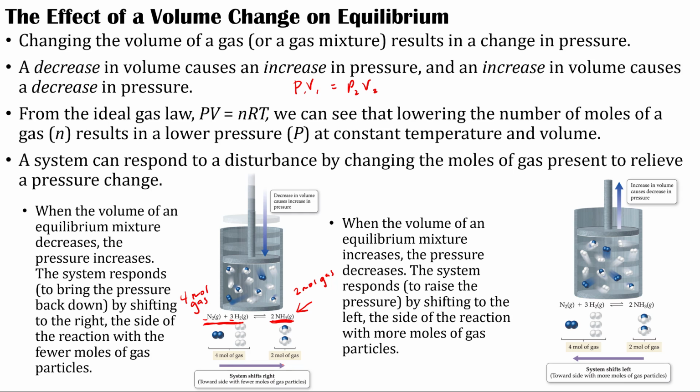On the other hand, if we give it more space to exist, then it's going to take up that space and respond by shifting to the side with more moles of gas. So if it has more space, it goes to the side with more moles of gas. If it has less space, it goes to the side with less moles of gas. And that's really it. That's all you have to know. If it had equal amounts of gas on both sides, there would be no change. It wouldn't affect the equilibrium at all.